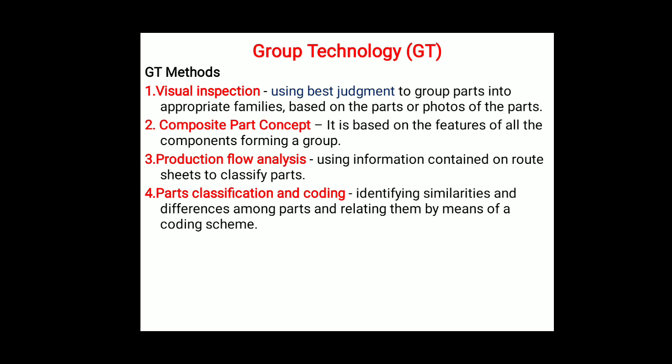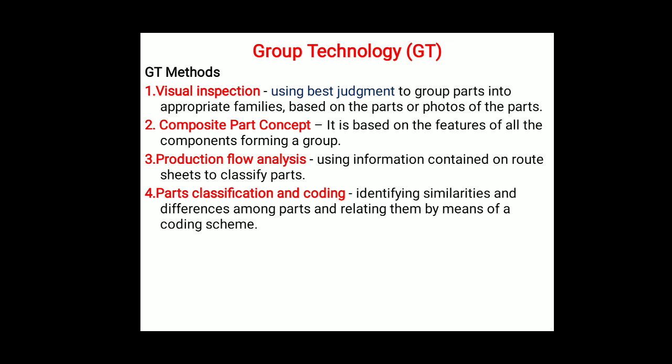The next one, the fourth one, is parts classification and codification. So after this group formation, we again go for the next type, that is codification and classification. We have to give a classification number or code to those similar parts, so we can easily understand that the part belongs to this group.